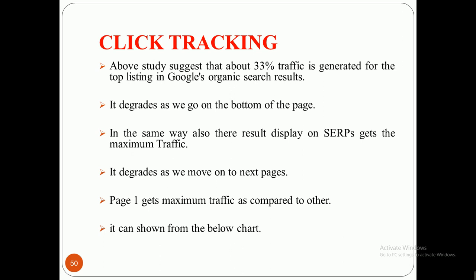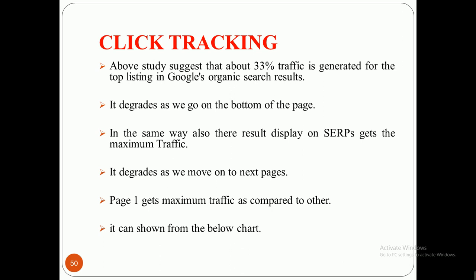The above study suggests that about 33% of traffic is generated for the top listing on Google's organic result page. So in the above diagram we have seen 33% of traffic is generated from the top organic search result. It degrades as we go toward the bottom of the page. If the traffic decreases, you will get the same result. In the same way, the results displayed on SERP get the maximum traffic, and it degrades as we move to the next pages.